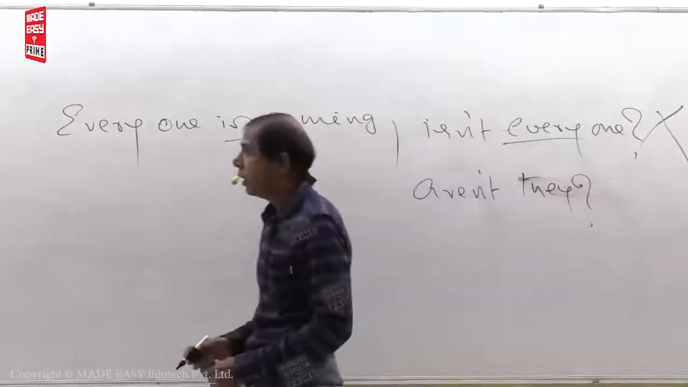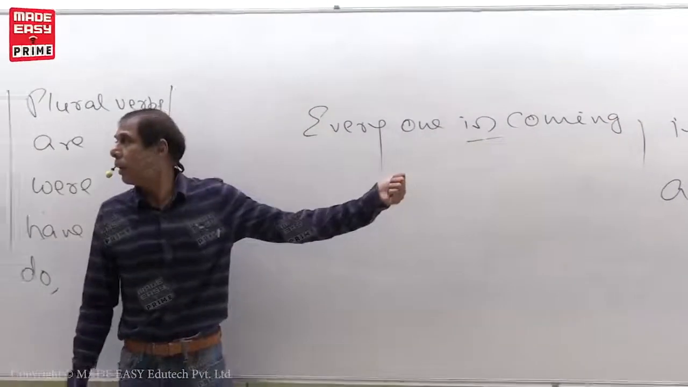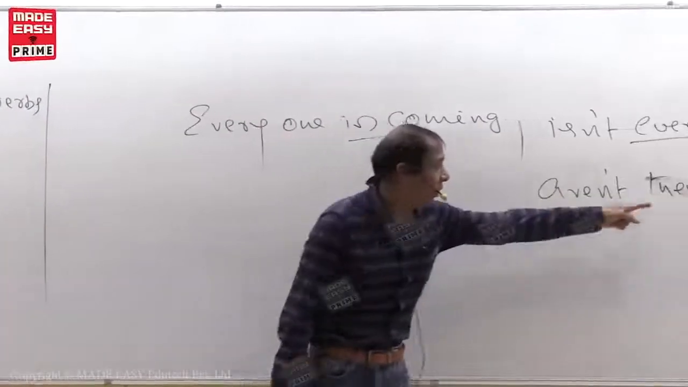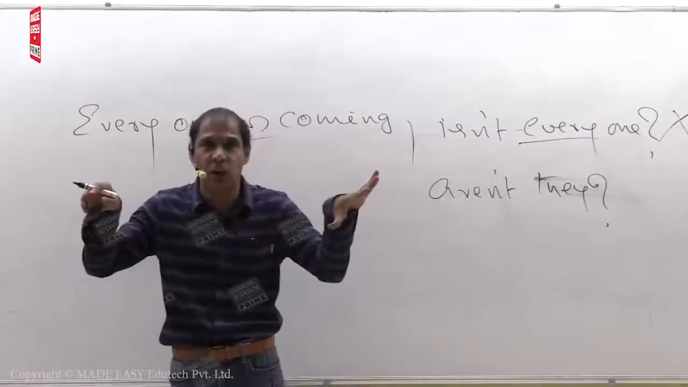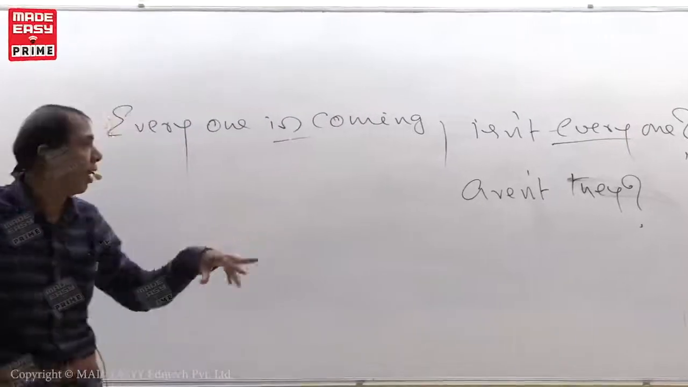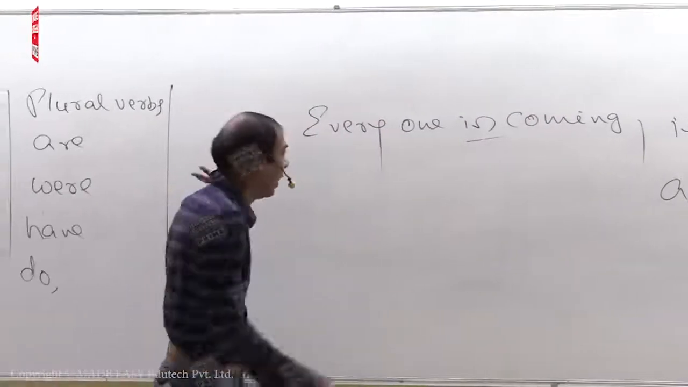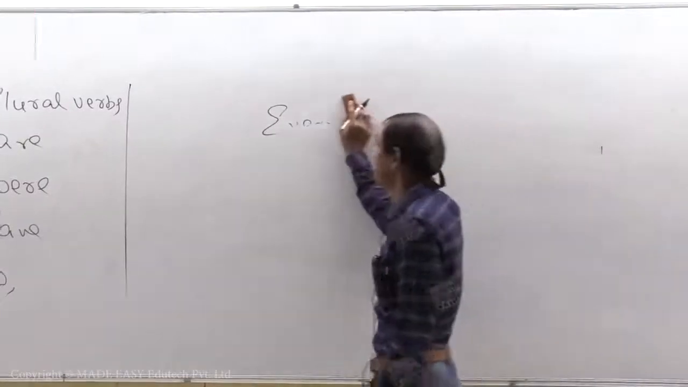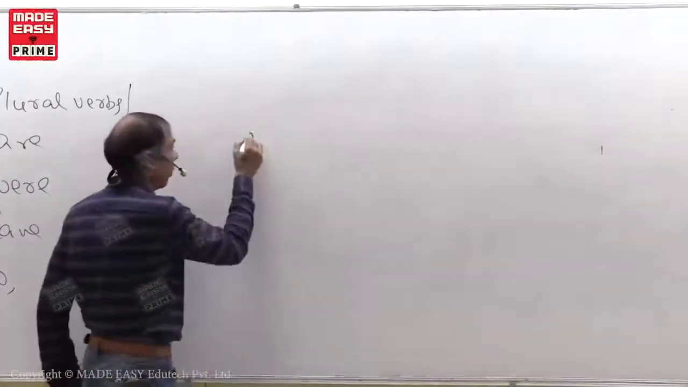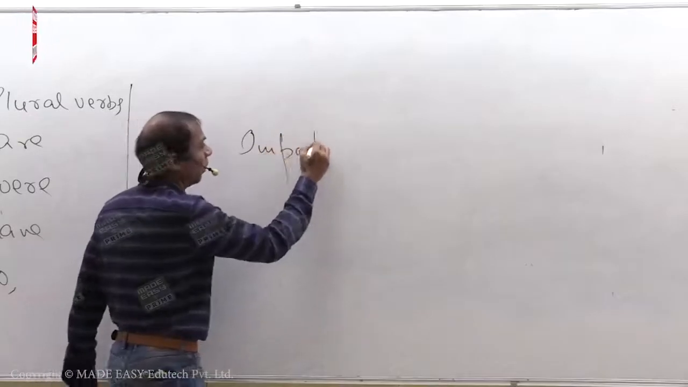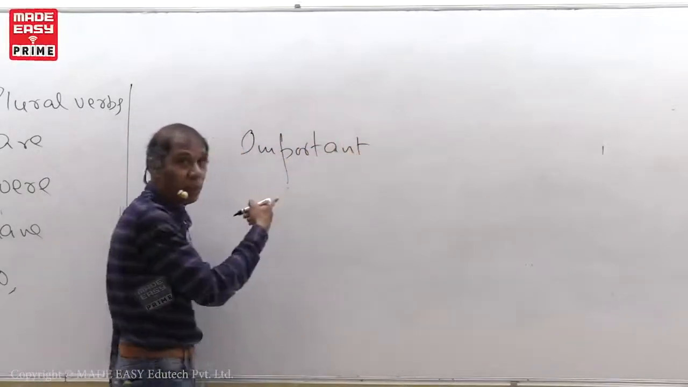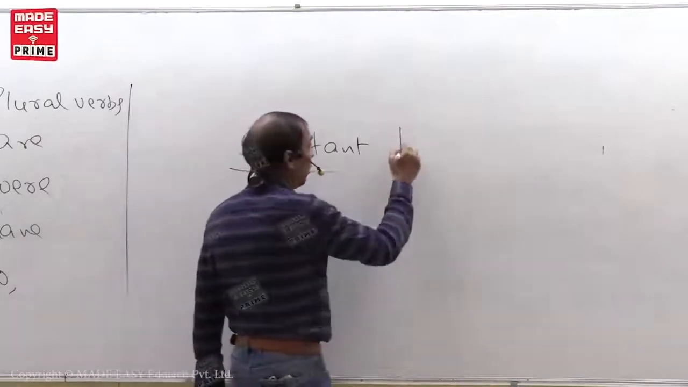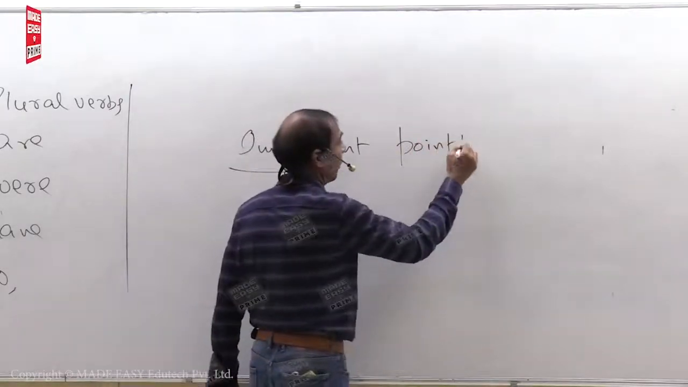Aren't they? In the case of all these words, we have to write they. Don't repeat these words in question tags. Aren't they? Okay? This is an important point. See, I am writing here: important point. What is the important point? Note it down. Very important point. Pause the video here and note it down.